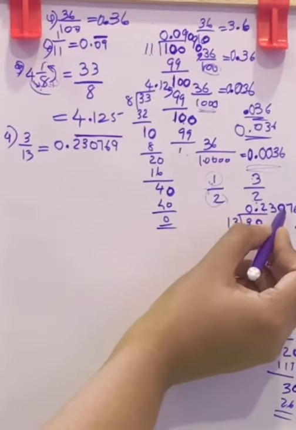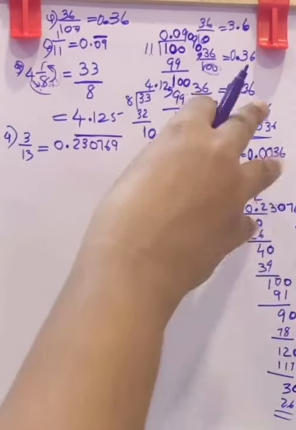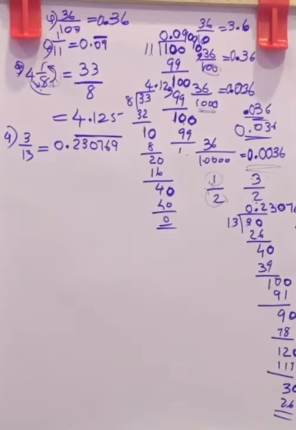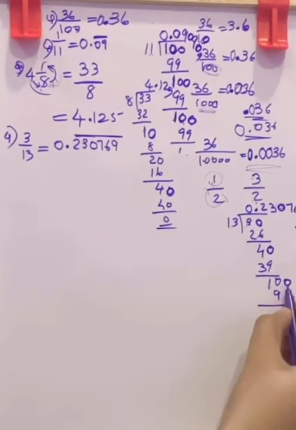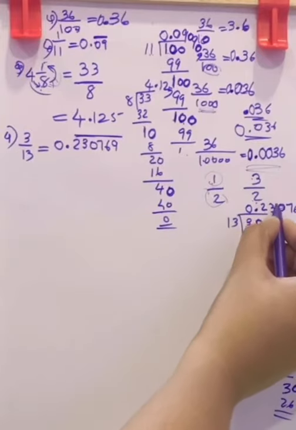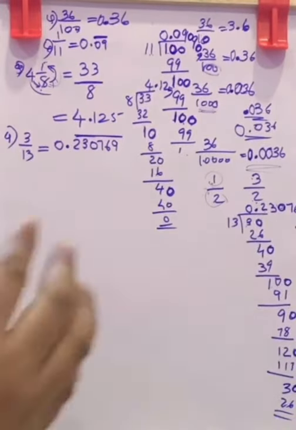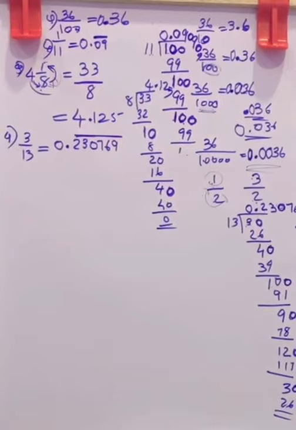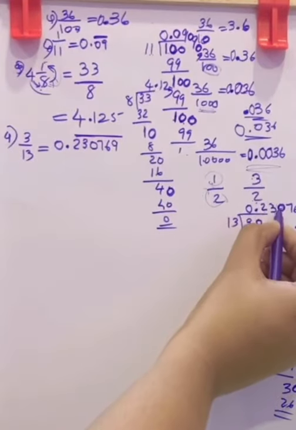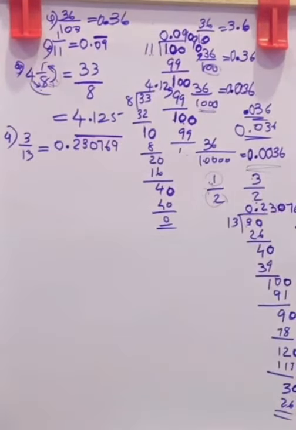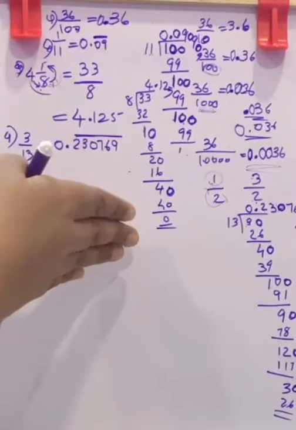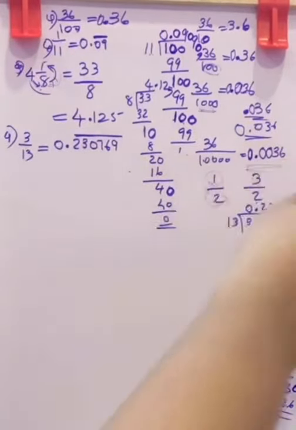Don't forget to put the 0 here, otherwise the whole answer will be wrong. So always remember, if it is not divisible, before putting another 0, you want to put a 0 in the quotient showing it is not divisible. Okay? I am talking about this 0. Now you got this answer, non-terminating but repeating.